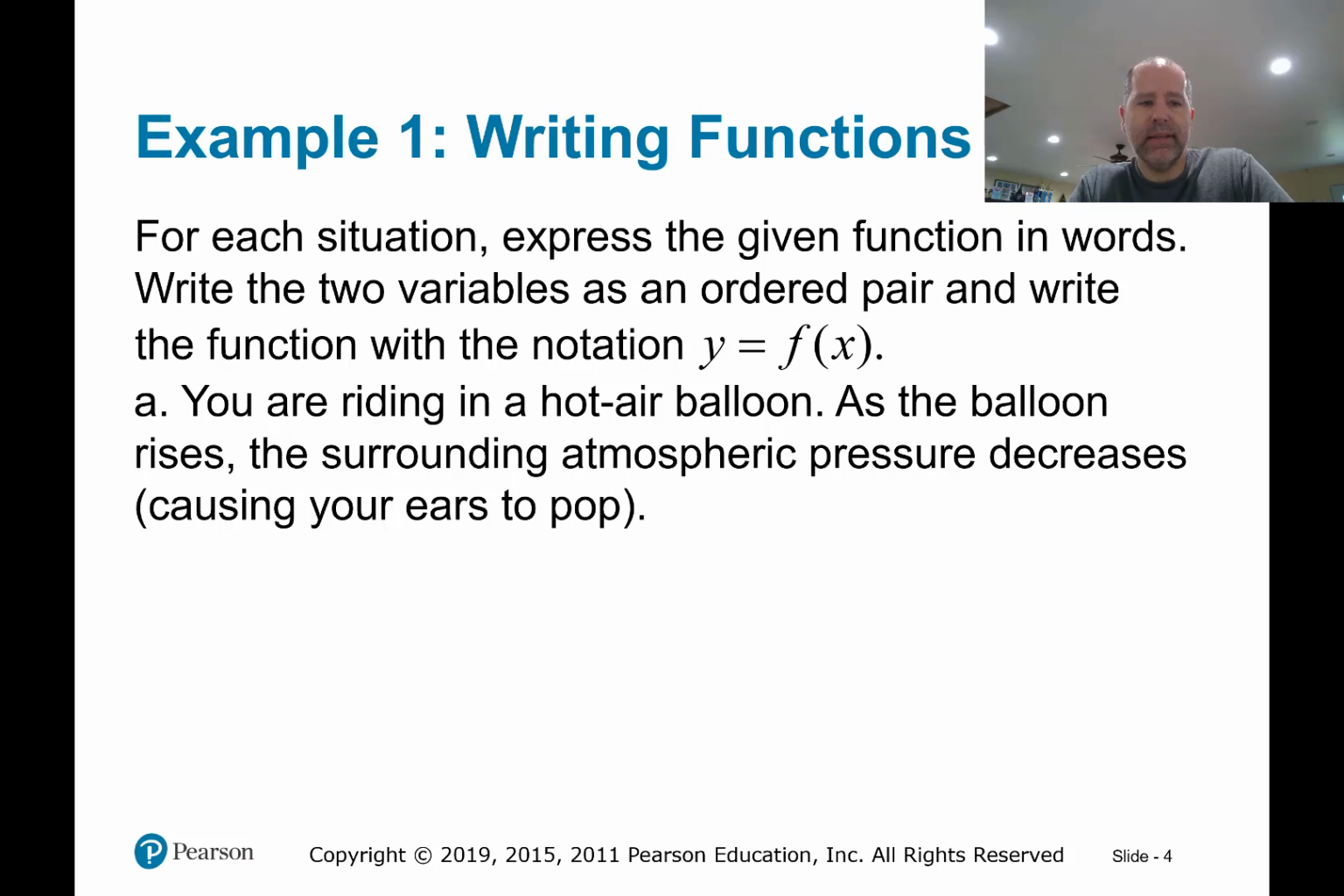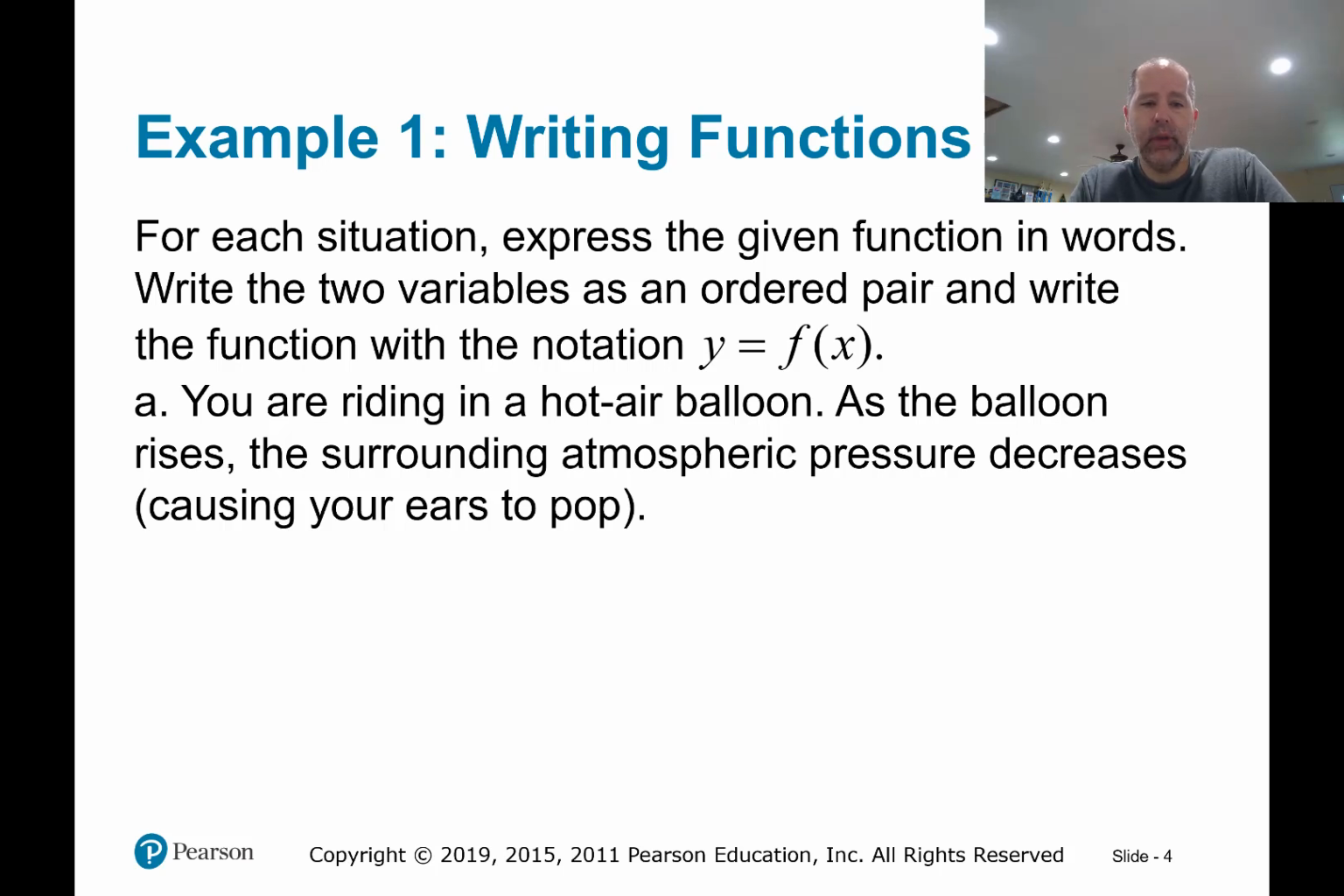All right, so now in this example, it says for each situation, express the given function in words, write the two variables as an ordered pair, and then write the function in the notation of y equals f of x. So here we go. A says you are riding in a hot air balloon. As the balloon rises, the surrounding atmospheric pressure decreases, causing your ears to pop. All right, so which is the independent variable and which is the dependent variable? Which controls what?